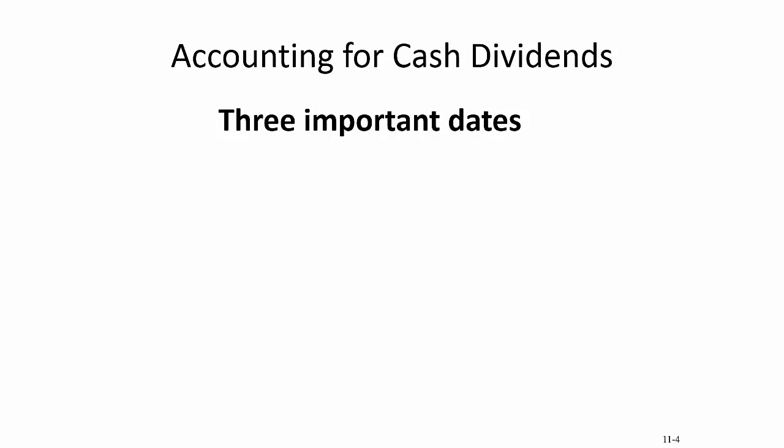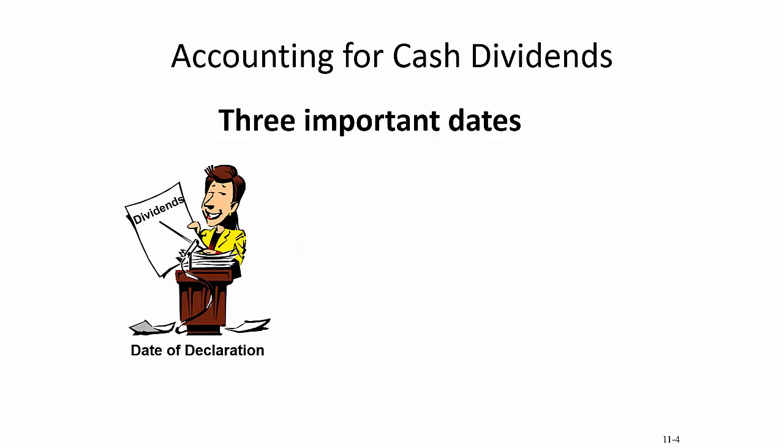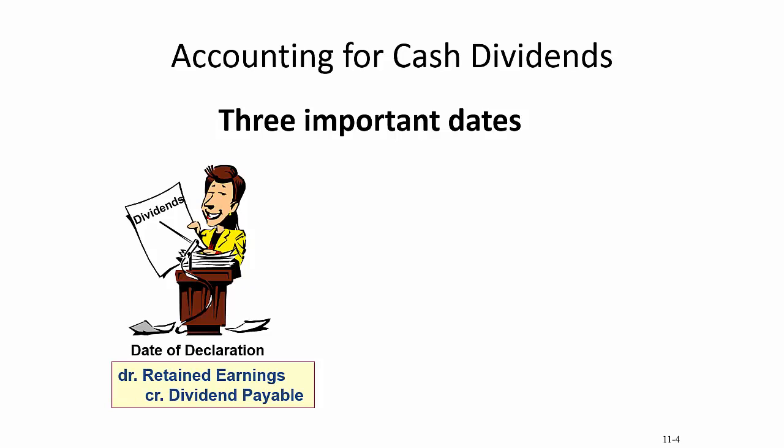Now, stockholders receive a return on their investment in two ways, as just mentioned. One is through increases in the market value of the stock, and the other is through cash dividends. There are three important dates to remember when discussing dividends. The date of declaration is the date that the directors declare the dividend. At this time, a liability is created and must be recorded.